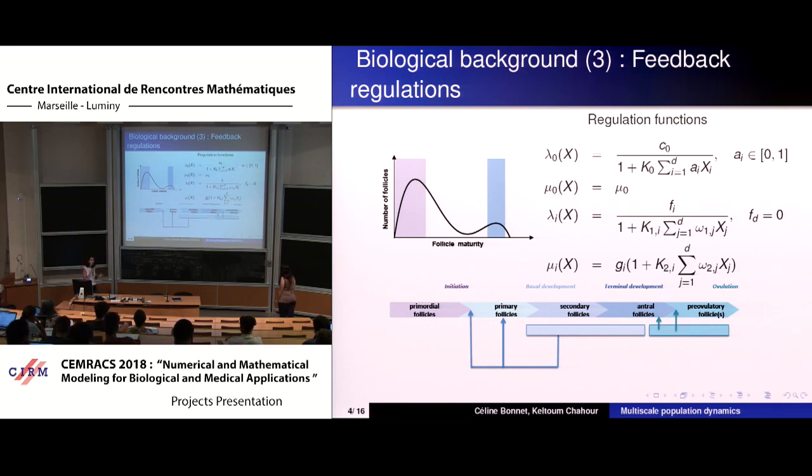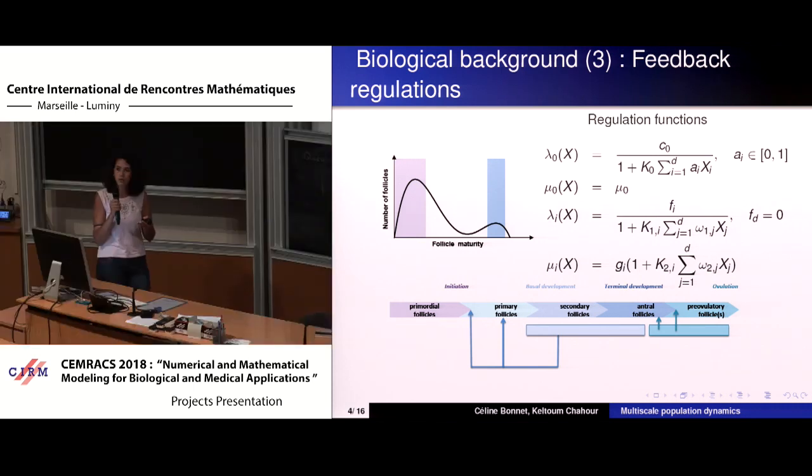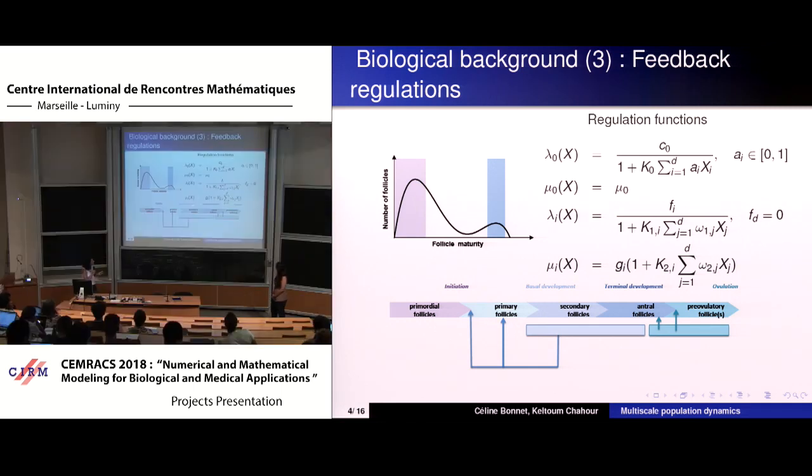And the second aspect that we have to incorporate is the competition that becomes higher in the final stages and allows only a very small number of follicles to reach the pre-ovulatory stage. This is represented by the mortality rate given by this expression.